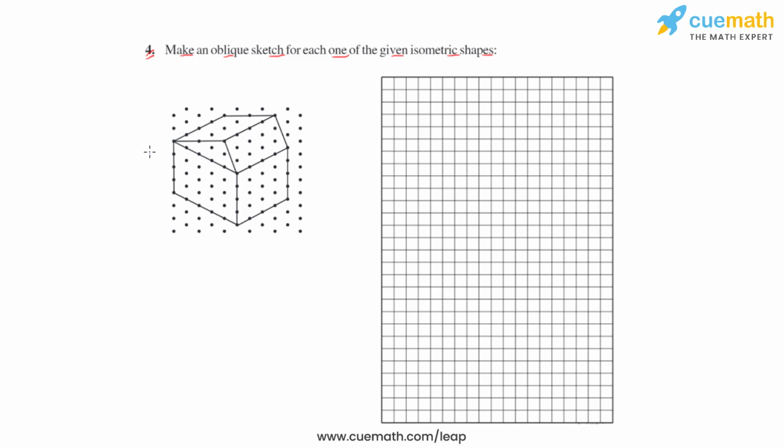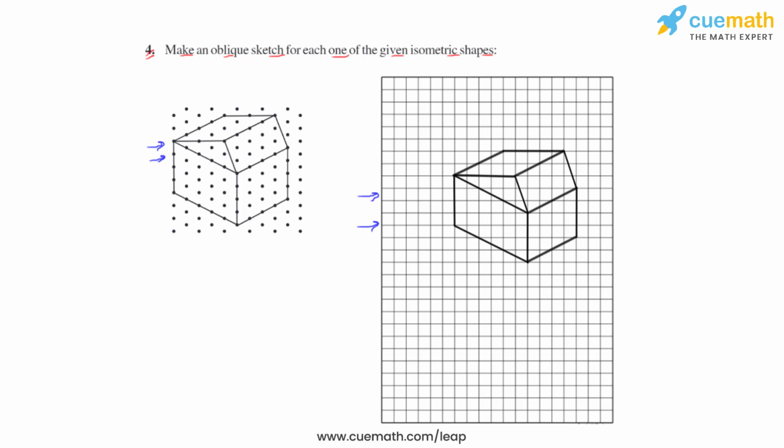So here again we have the second isometric shape which is being drawn using this isometric dot sheet, and we'll have to draw this in this oblique sketch paper, and we'll have to get the oblique sketch of this 3D figure. So this 3D figure can be drawn as this in this oblique sketch paper, where we again see that the sides might not be equal, but it represents the exact solid which is given in this isometric shape.